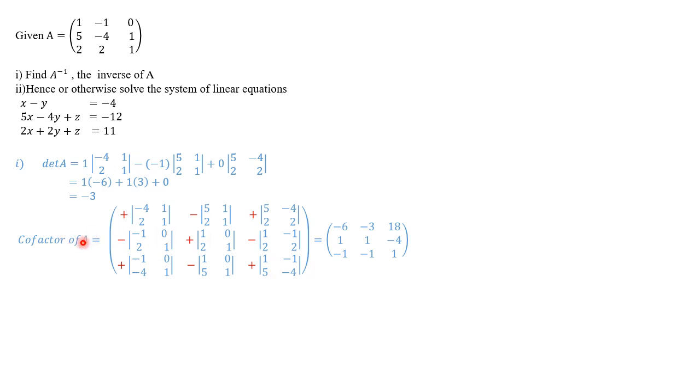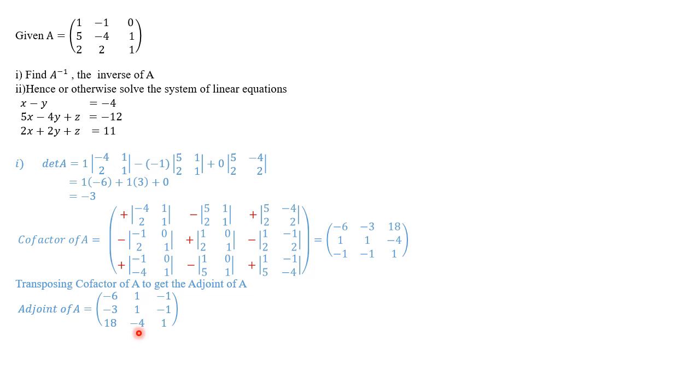Then to have the matrix of cofactors, we multiply with the corresponding signs here, which are plus, minus, plus, minus, plus, minus, plus, minus, plus. Then we have this matrix of cofactors. So now to find the adjoint here, we can transpose the matrix of cofactors. So the adjoint here is the transpose of the matrix of cofactors. Then we have this matrix here.